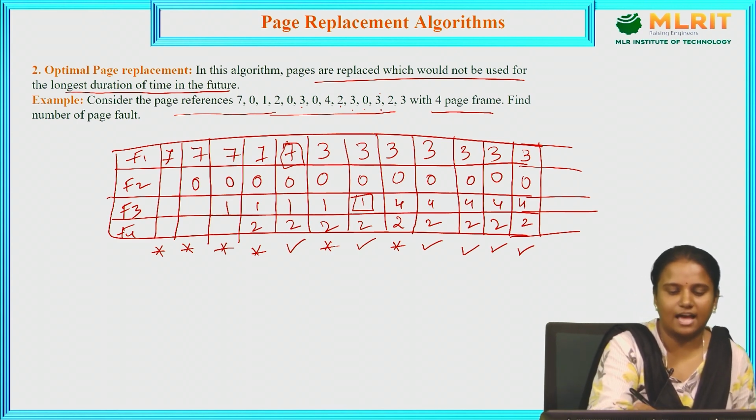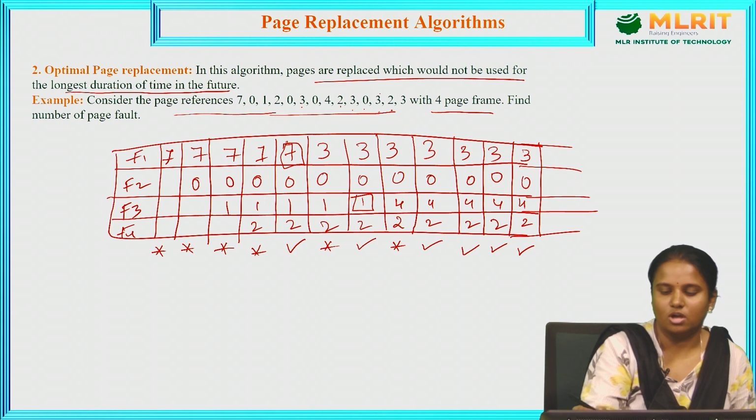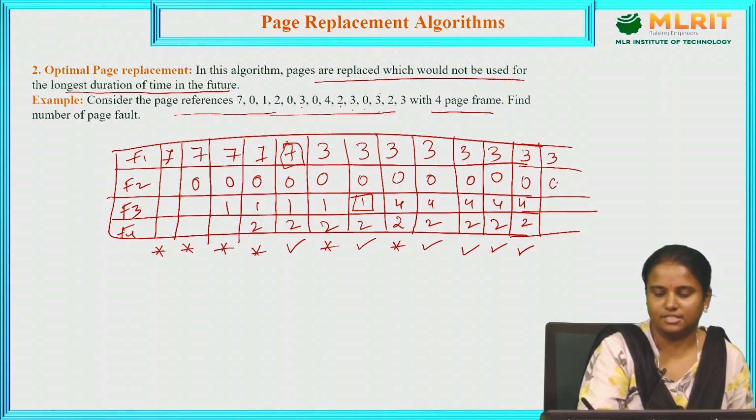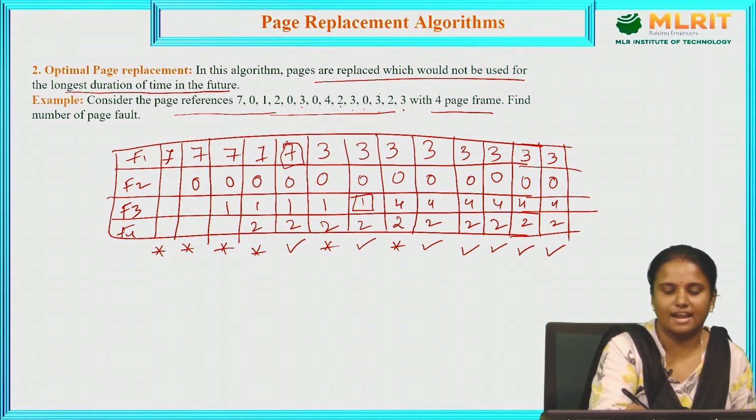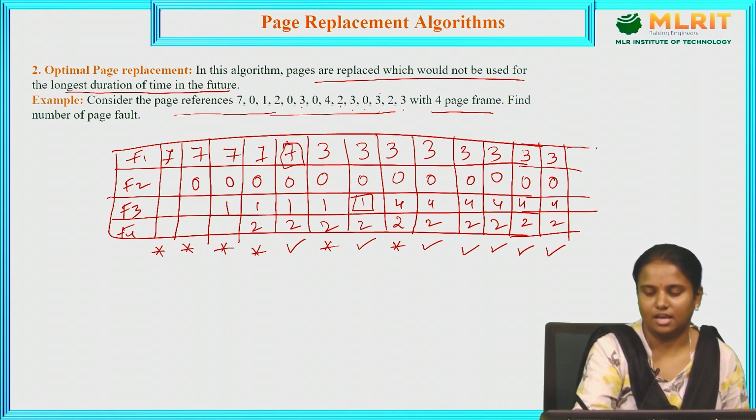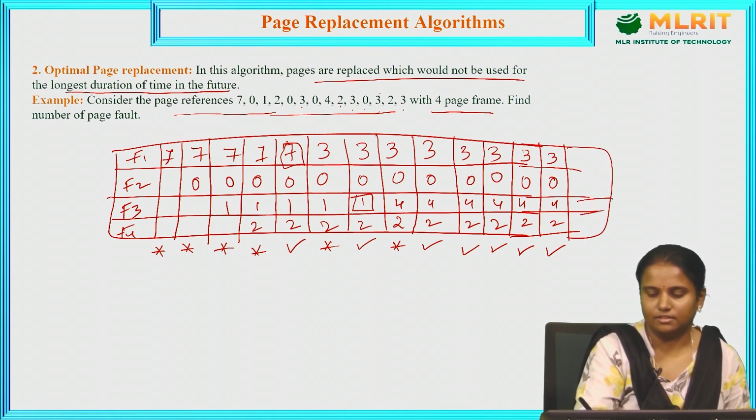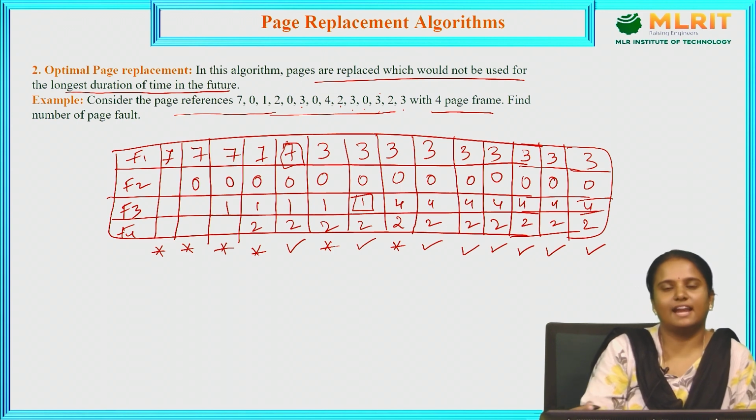So next arriving 3 completed. Next is 2. So 2 is present. 3, 0, 4, 2. So it is also a hit. Next, last, which is arriving? Again 3. So 3 is present, so it is a hit. 3, 0, 4, 2.